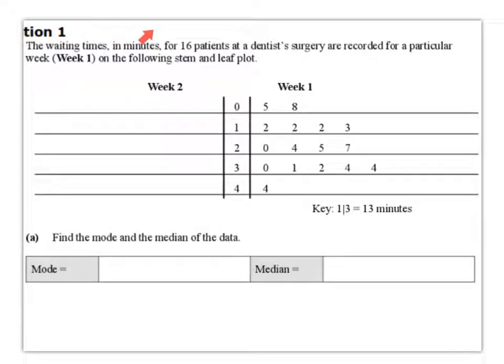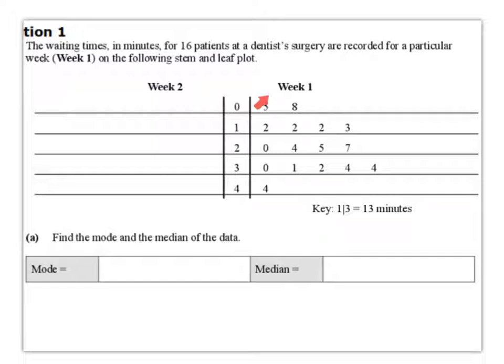The waiting times in minutes for 16 patients at a dentist's surgery are recorded for a particular week on the following stem and leaf plot. So here we have week 1, and this represents all the times. So each number here represents a patient.